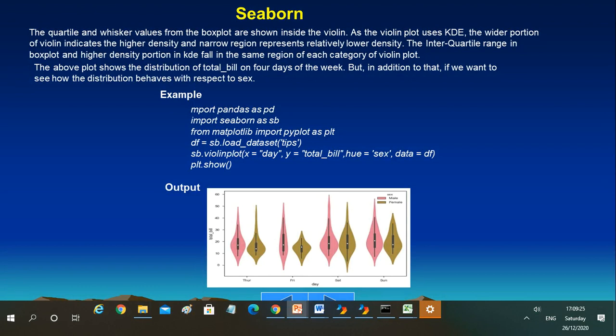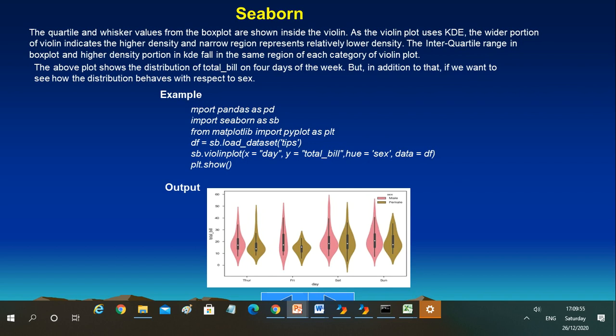Now the quartile and whisker values from the box plot are shown inside the violin. As the violin plot uses KDE, the wider portion of the violin indicates higher density, and the narrow region represents relatively lower density. The interquartile range in the box plot and the higher density portion in KDE fall in the same region of each category of the violin plot.